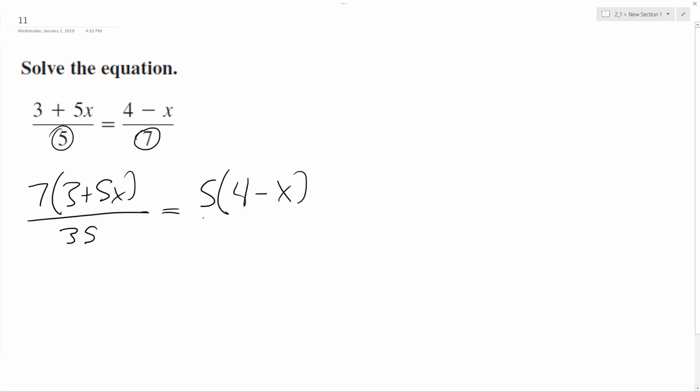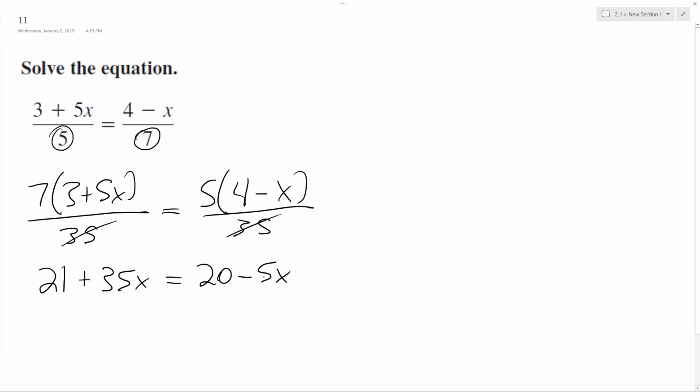Now that they both have 35, we can just get rid of it because they're now balanced. And then what we're going to do is distribute the 7 across: 21 plus 35x is equal to, distribute the 5 across on the right side, 20 minus 5x.